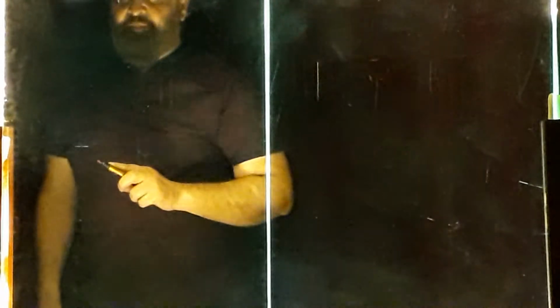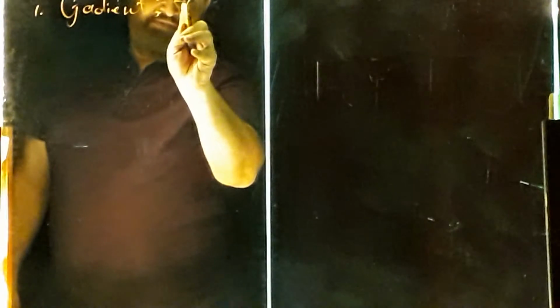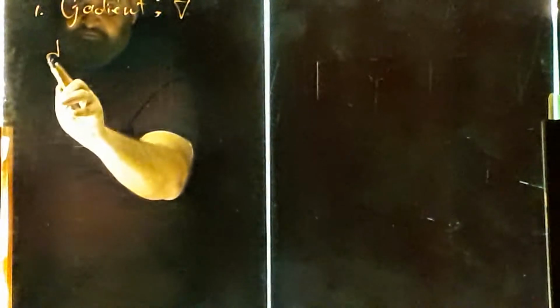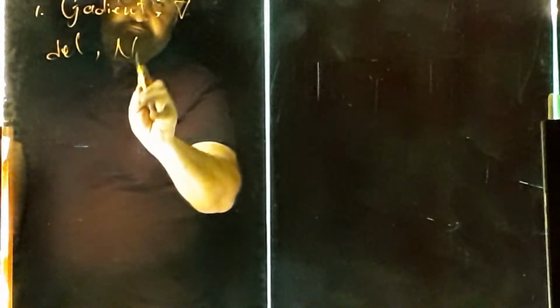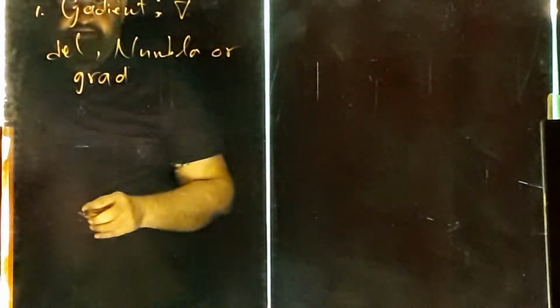The first of these operators is the gradient, which is simply del. Its name is del, nabla, or grad. We must take these operators in rectangular coordinates, cylindrical coordinates, as well as spherical coordinates.